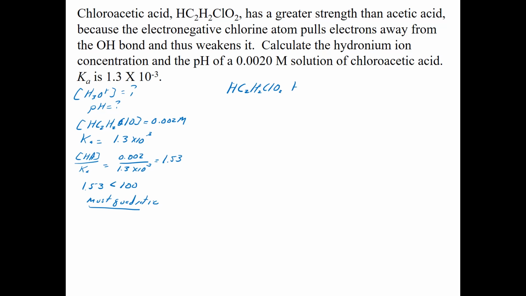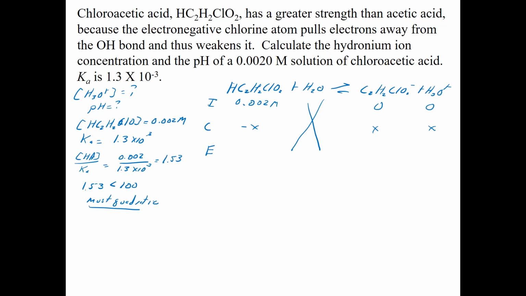C2H2ClO2 plus water goes to form C2H2ClO2 minus plus H3O plus. This is 0.002 molar. The water goes away. This is 0 and 0, and I didn't put this, but this is my I. My C is minus x, x, and x. So this time, because this is less than 100, I cannot mark out this minus x. That's the really easy way to say it.